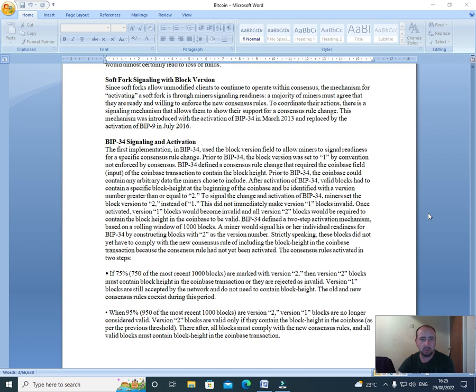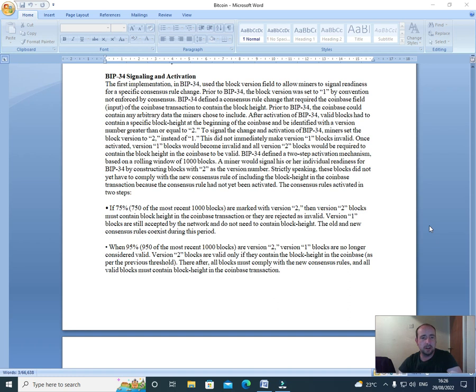Soft fork signaling with block version. Since soft forks allow unmodified clients to continue to operate within consensus, the mechanism for activating a soft fork is through miners signaling readiness. A majority of miners must agree that they are ready and willing to enforce the new consensus rules. To coordinate their actions, there is a signaling mechanism that allows them to show their support for a consensus rule change. This mechanism was introduced with the activation of BIP34 in March 2013, replaced by the activation of BIP9 in July 2016.